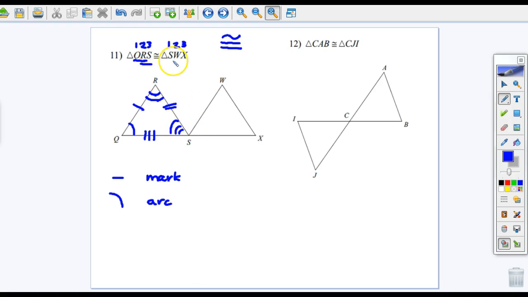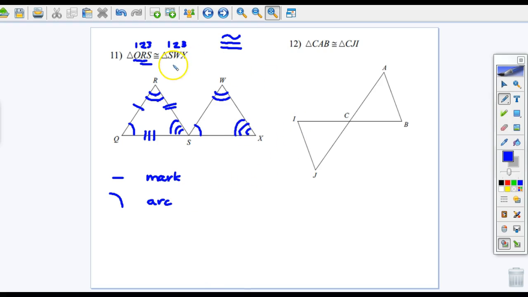So now I'm going to look at my congruent triangle. It says angle S. Now remember, I only want to focus on the part of the angle that is inside this triangle. Okay, so angle S is going to get 1 arc. Angle W is going to get how many arcs? 2. And angle X will get 3.